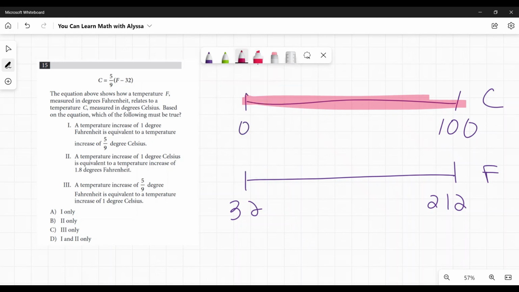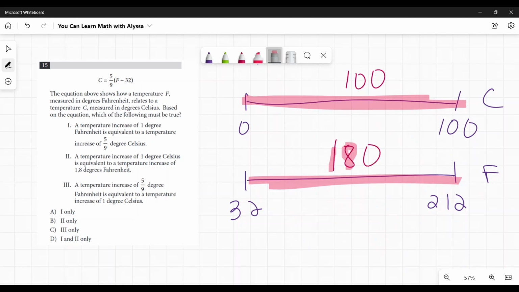In Celsius, this is a gap. There's 100 degrees in here. In Fahrenheit, there's 180 degrees in here. So what does that tell you? If you're thinking about how they increase, Celsius is increasing more slowly than Fahrenheit. It's just going like put, and Fahrenheit's going, whoop, it's increasing much more rapidly. So C is increasing more slowly, and Fahrenheit is increasing more rapidly.